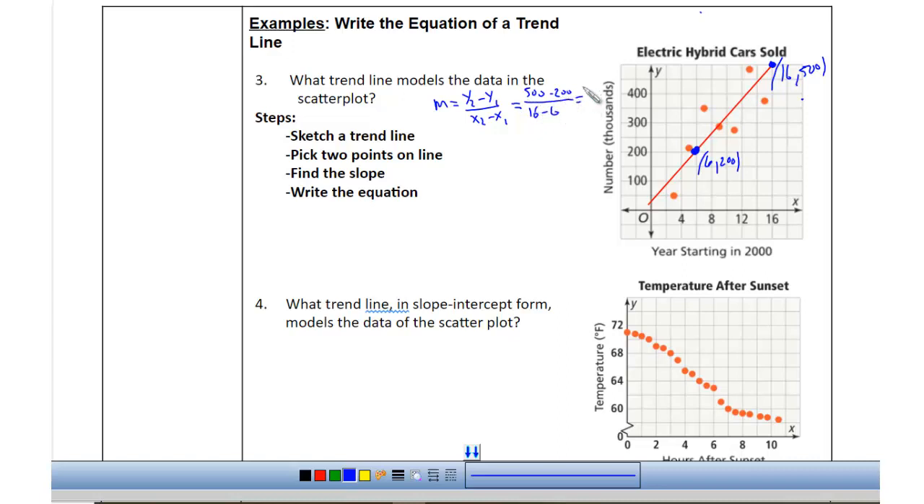So 500 minus 200, that's 300. 16 minus 6 is 10. So this has a slope, it looks like right about 30. Okay, so now I found my slope, so I'm going to write the rest of the equation.